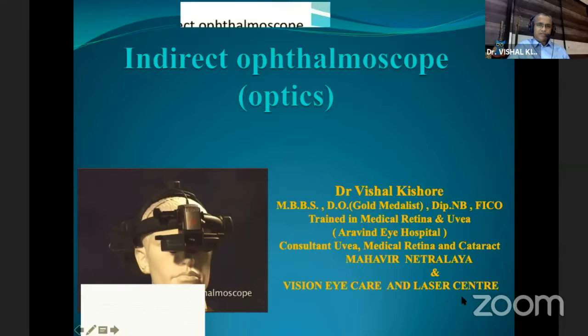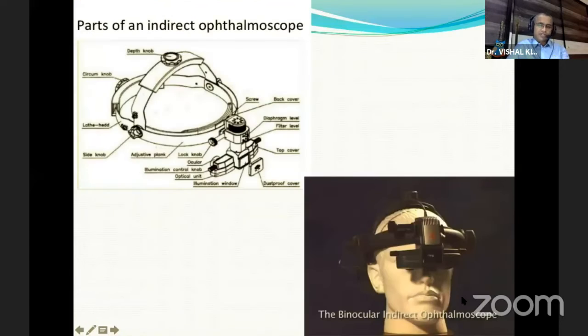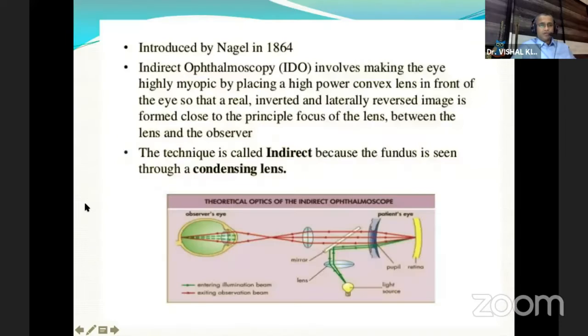Now to start with, this is the common indirect ophthalmoscope which we use in our day-to-day practice. It has an illuminating system, and the headgear to fit on the head with a depth knob and slide knob. The whole concept of the indirect ophthalmoscope was conceived and started in 1864 by Nasal.